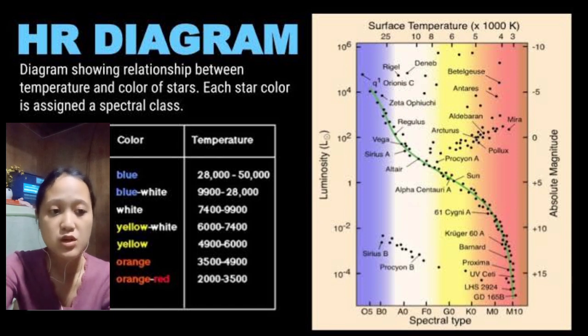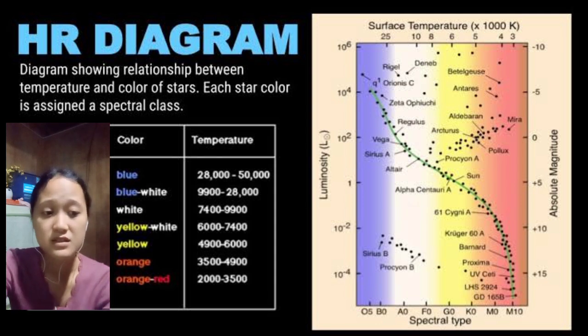The Hertzsprung-Russell diagram is like a stellar map. The x-axis shows temperature in Kelvin decreasing from left to right. The y-axis shows luminosity, how bright a star is, going up the graph. Stars don't just fall randomly in this diagram. They form clear regions based on their temperature and brightness.